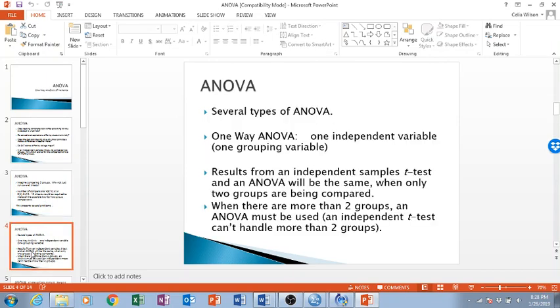There are several types of ANOVA, and we are going to talk about several of them in 8304. But for this course and this first look at ANOVA, we're going to stick to a one-way ANOVA. In a one-way ANOVA, you have one independent variable, or one grouping variable, and then you have one dependent variable. All right.